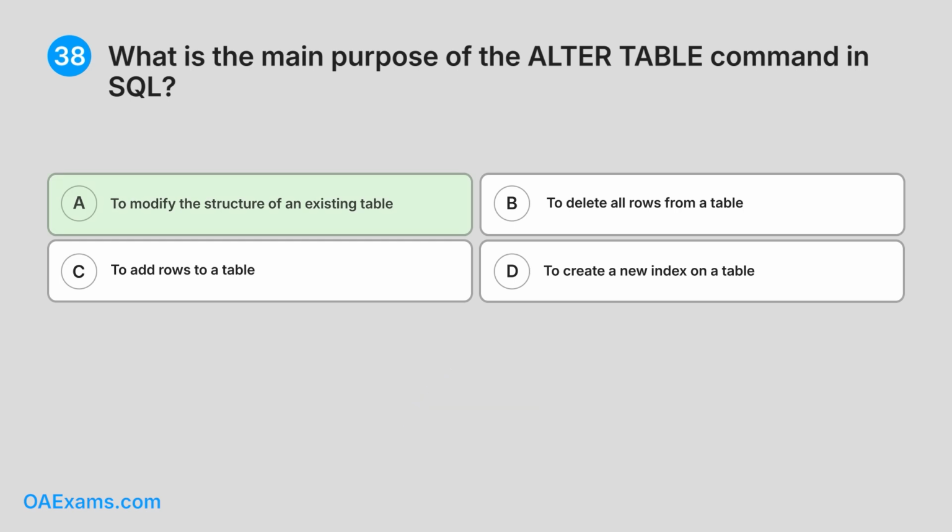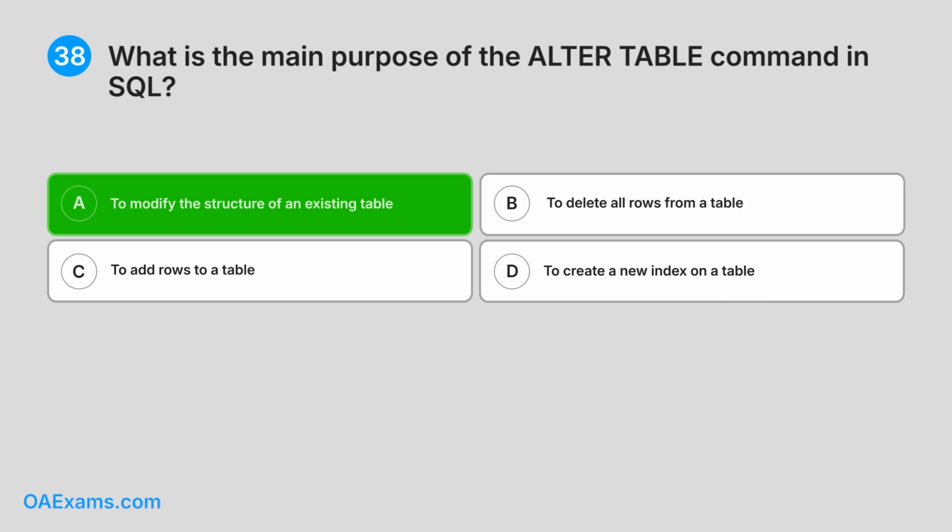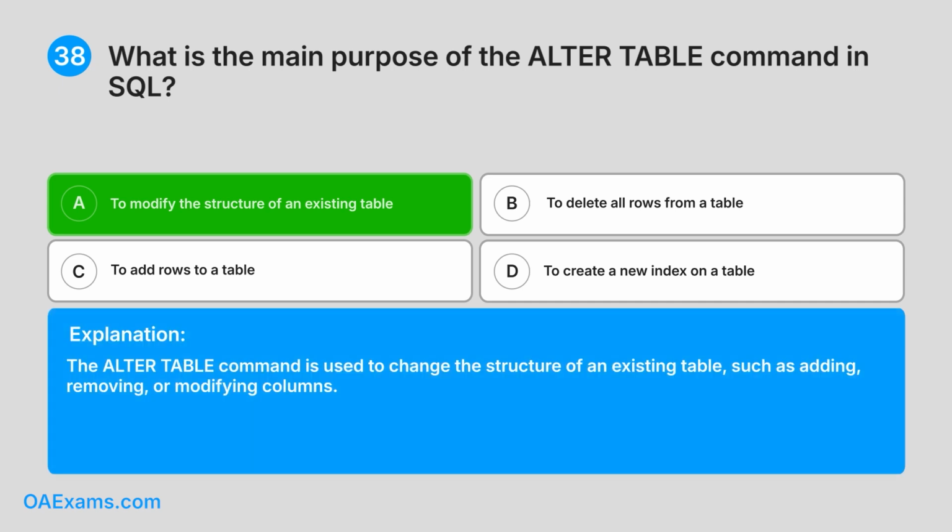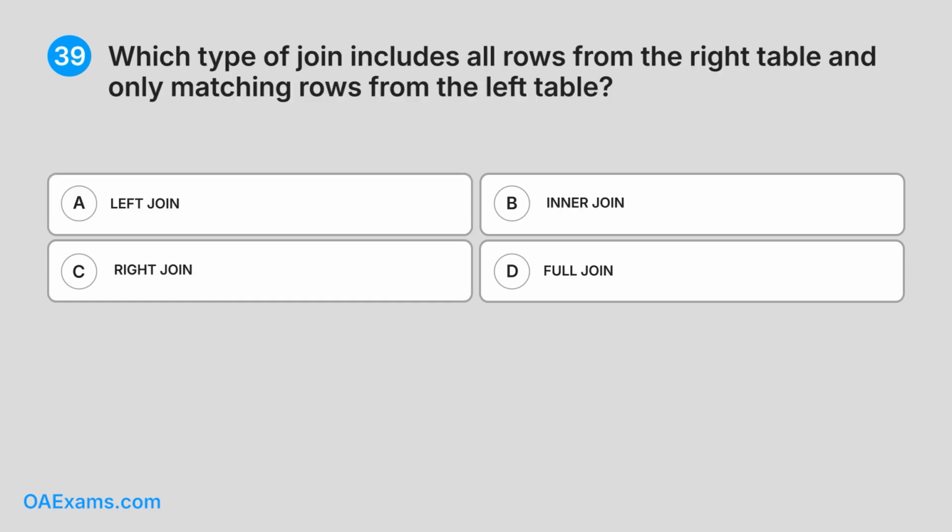Correct answer. A. To modify the structure of an existing table. Explanation. The alter table command is used to change the structure of an existing table, such as adding, removing, or modifying columns. 39. Which type of join includes all rows from the right table and only matching rows from the left table? A. Left join.